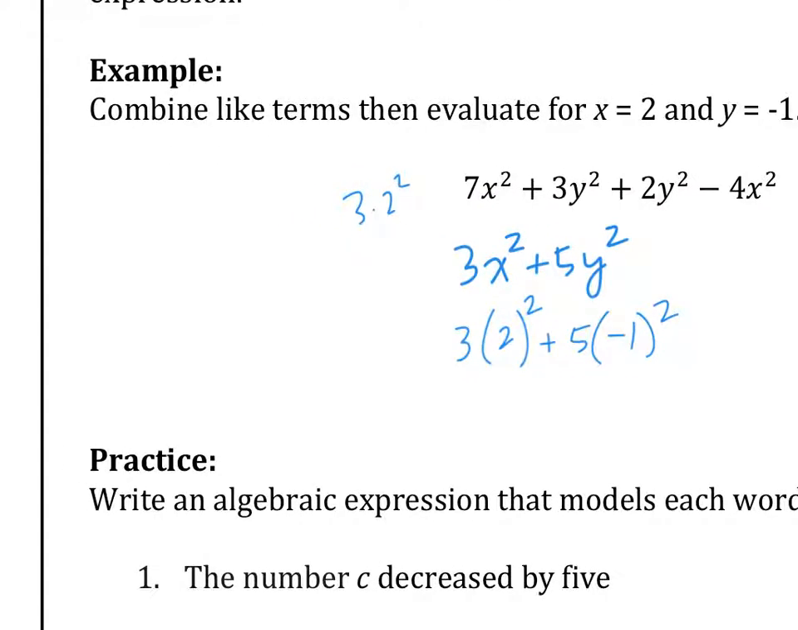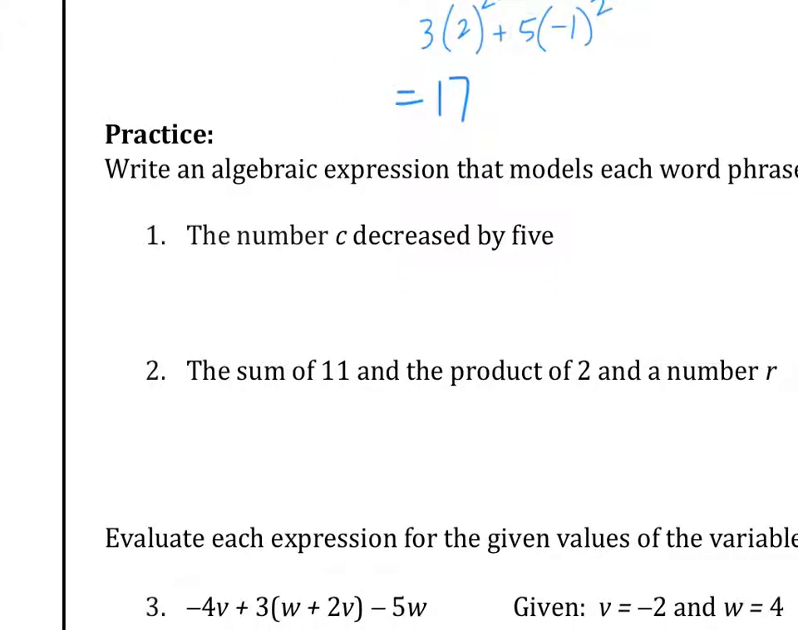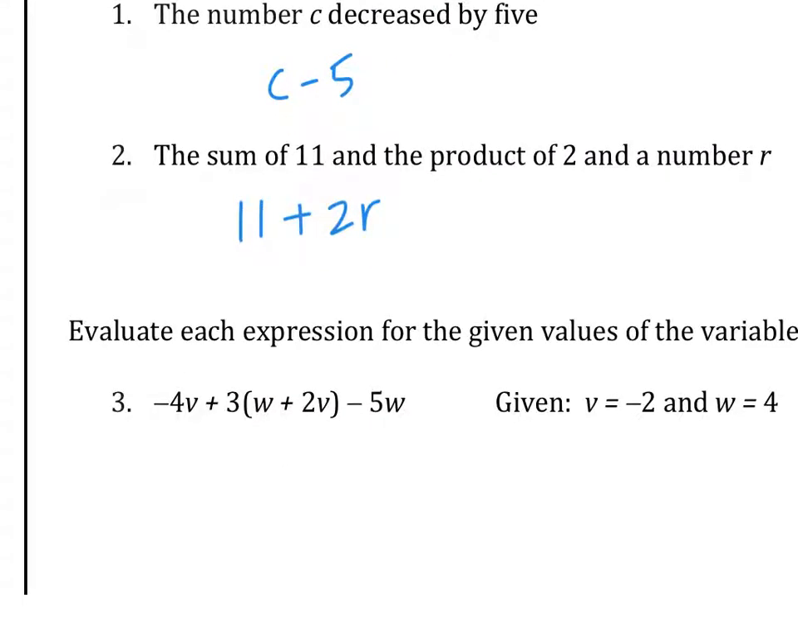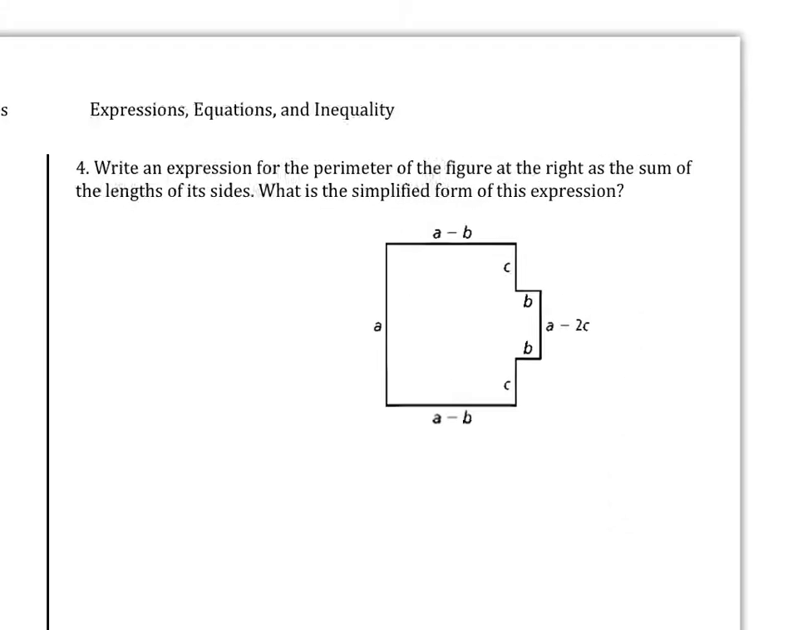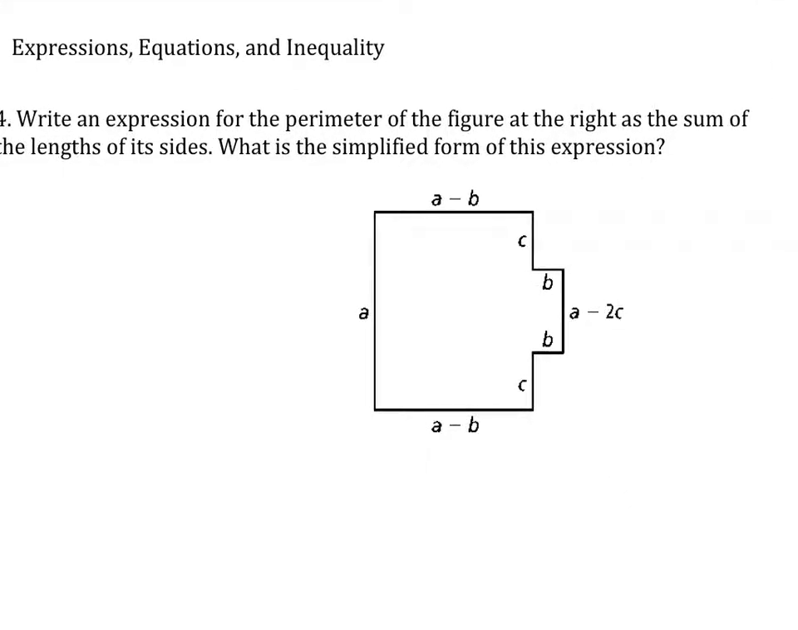Okay, so this first one, when we combine like terms, it's 17. And then when we go on to the practice, first one is C minus 5, the sum of 11, and the product of 2 and R, so 11 plus 2R. And the last one, number 3, if you simplify it and evaluate, it's minus 12. And then if you try this perimeter one, so you're adding up all of those sides, the answer is 4A. All right.